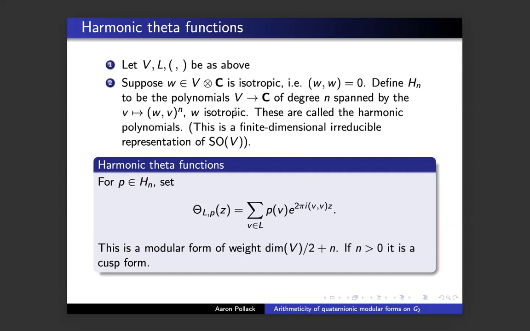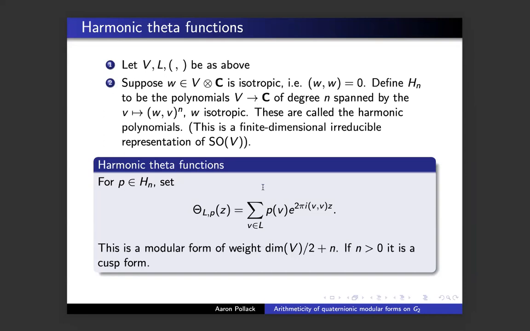non-negative integer. So if I look at all the polynomials that I get in this way, spanned by these specific polynomials with isotropic vectors, these sorts of polynomials are called harmonic. And it gives me an irreducible finite dimensional representation of SO(V). SO(V) acts on this set of polynomials just by changing variables, and this is a particular complex representation of SO(V).